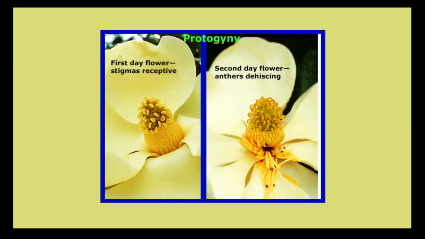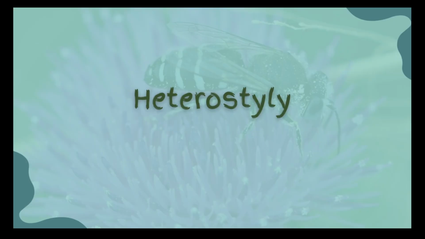In this example, on the first day the stigma is receptive but the pollens are not matured. And on the next day, when the anthers start dehiscing, stigma is no more receptive. This is an example of protogynous condition. Next device is heterostyly.